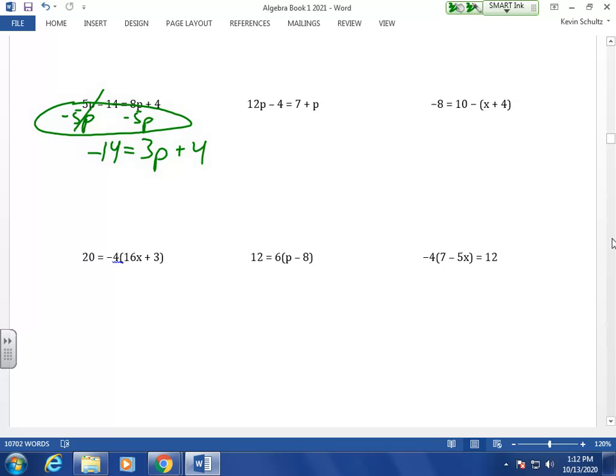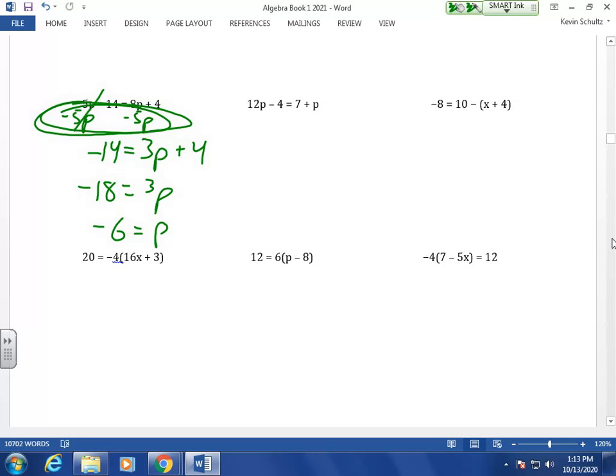If you want to skip this first step, because you kind of wrap your head around that concept of which side has more and how many more, you can skip that step, but then I need to see the rest of the work. So subtract 4 from both sides, we get -18 equals 3p. Divide both sides by 3, and p equals -6.